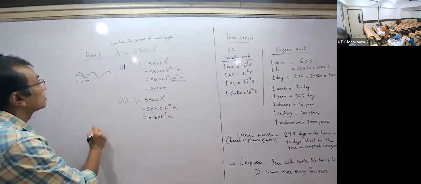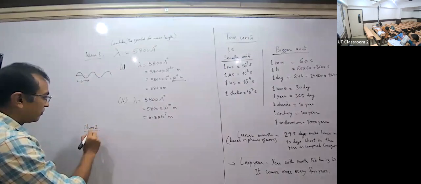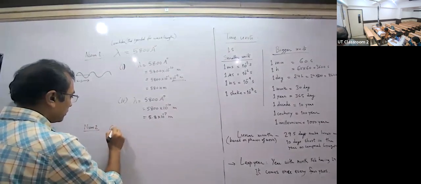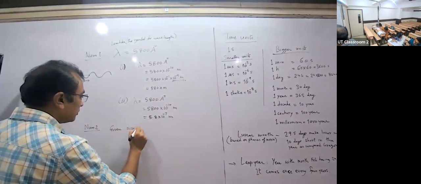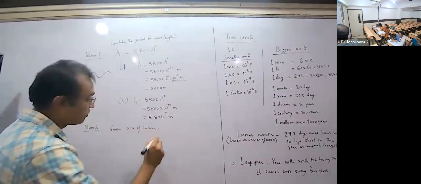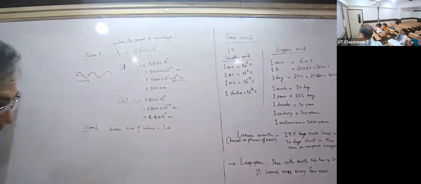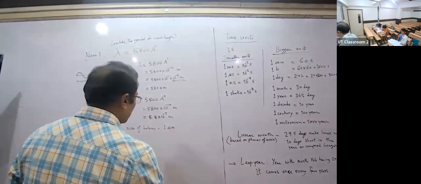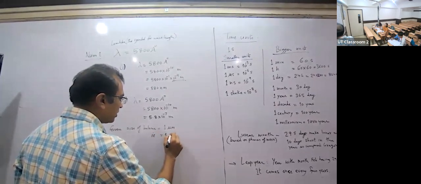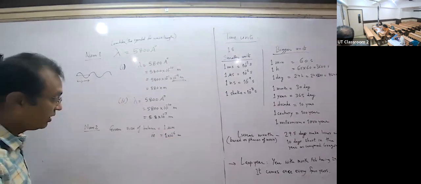Size of a bacteria. Now the second question. Second numerical is: the size of the bacteria is given. Size of bacteria is equal to 1 micrometer or 1 micron. Find the number of bacteria in 1 meter length. So this is 1 micrometer, right? Yes. So 1 micrometer is how much? That is 1 into 10 raised to minus 6 meter. This is the size of one bacteria. So how many bacteria in 1 meter?